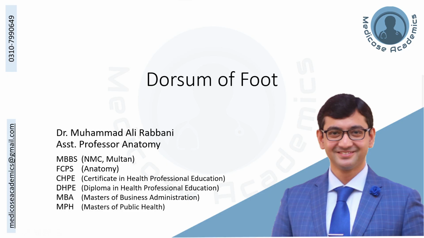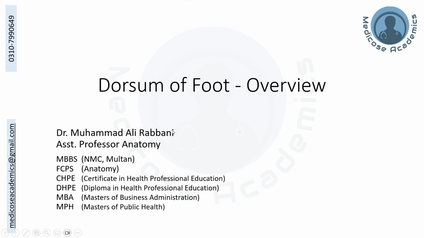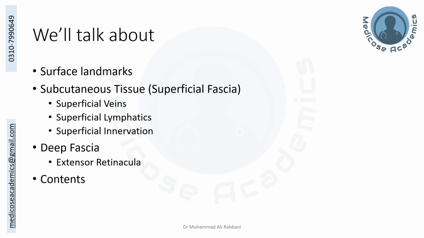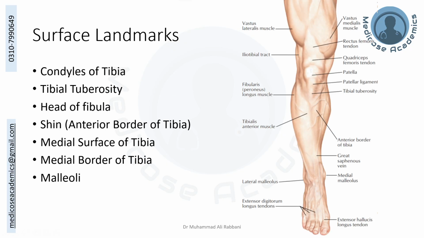Let us talk about the dorsum of the foot. This first one will be the overview session, and this session will talk about the surface landmarks, the subcutaneous tissue containing the veins, lymphatics and nerves, and deep fascia. Extensor retinaculum we will just go through as an overview and name the contents, and we will have separate videos in detail for the other structures.